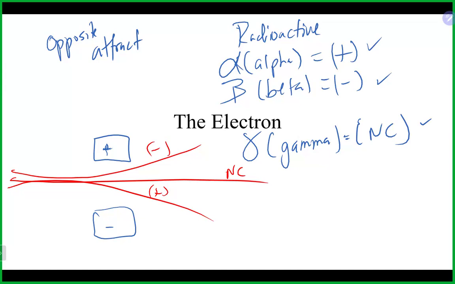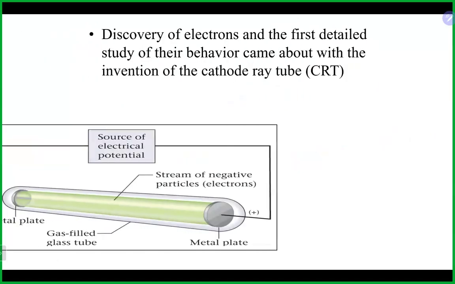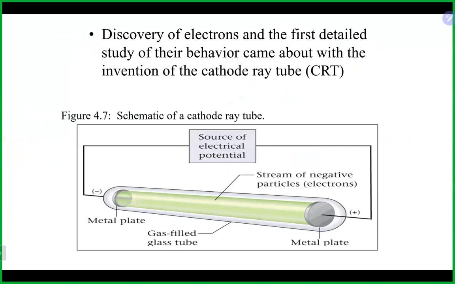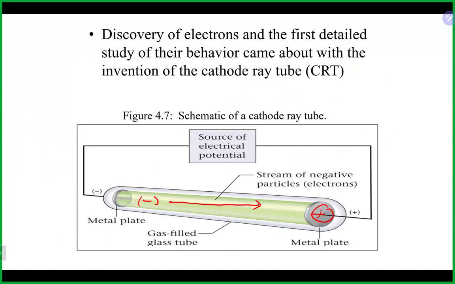So the first one that was explored was the electron, and a lot of information about the electron came about with the development of what is known as the CRT. The CRT stands for the cathode ray tube, and it is pretty much like what we see here. It has a beam of negatively charged particles, and they would head this way because we have an electrical field where this side is positive and this side is negative. So it would go away from the same type of charge, towards the positive charge.